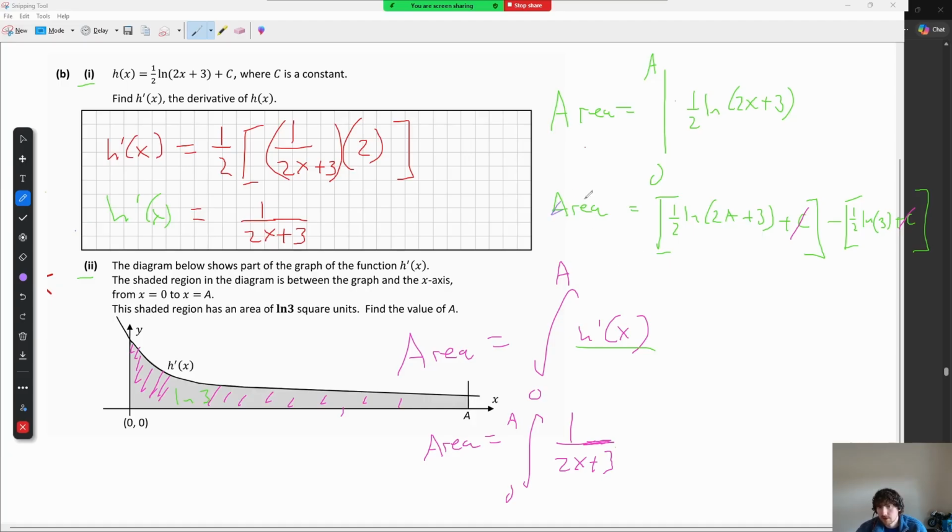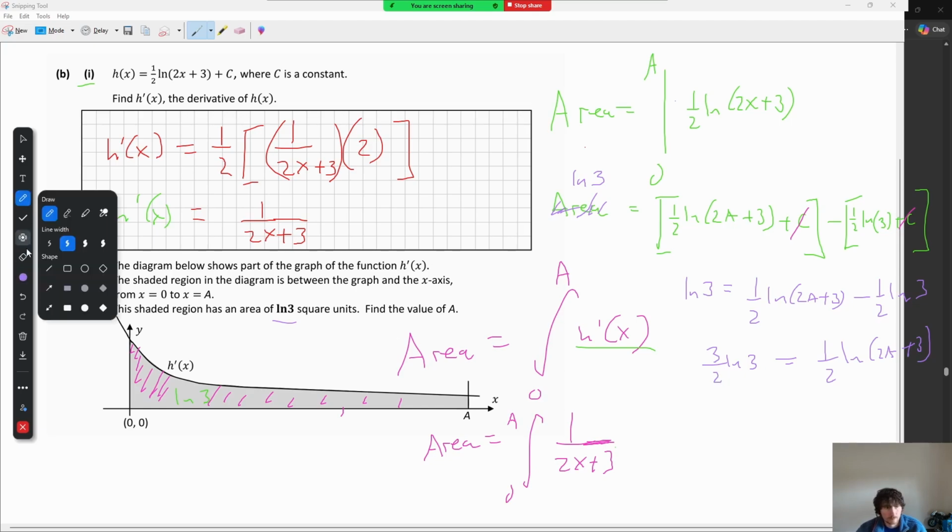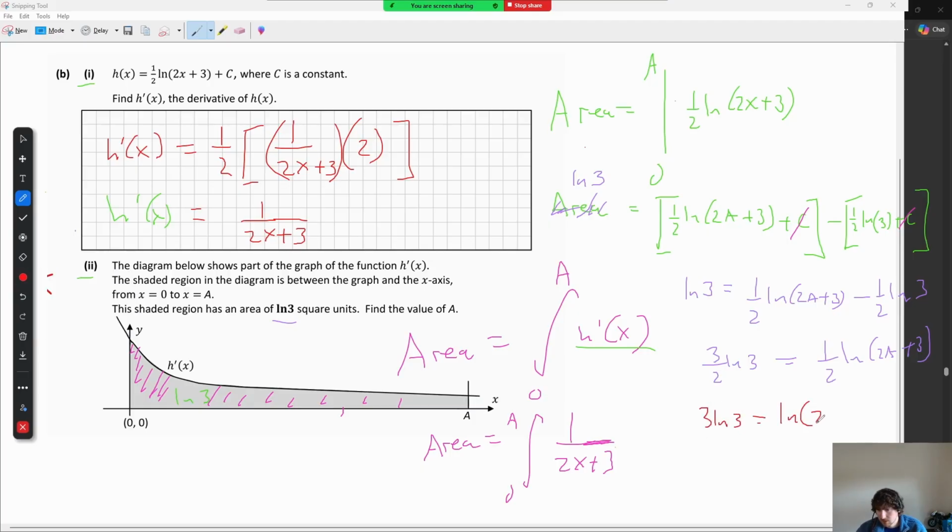Okay, and as well too for area here, I can sub in ln3, which the examiner tells me to do. So then it's really just a game of algebra now. So I have that ln3 equals a half ln 2A plus 3, take away a half ln3. Okay, so that's a half ln3. You bring it over, it's plus a half ln3, and there's already an ln3 over here. So hopefully people can realize you get 3 over 2 ln3s then. And then you have a half ln 2A plus 3. Okay, you can hopefully see then that you can multiply both sides by 2. So then you get 3 ln3 equals ln 2A plus 3.